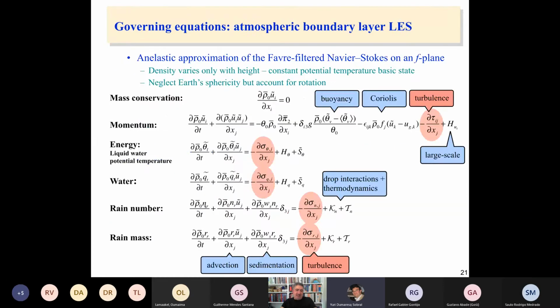So this n is the number of rain droplets in my grid cell. So I'm tracking in each grid cell.